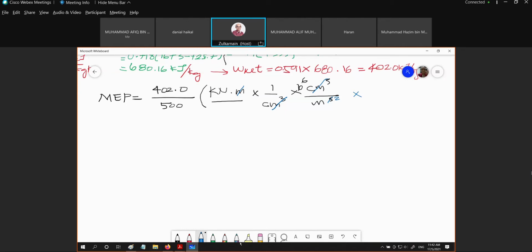Divide by, this is meter, meter, centimeter, centimeter. What we have here is basically equal to kilonewton over meter square. Give me the value, guys. Give me the value of this: 402 divided by 500 multiplied by 10 power of 6. What is that value?